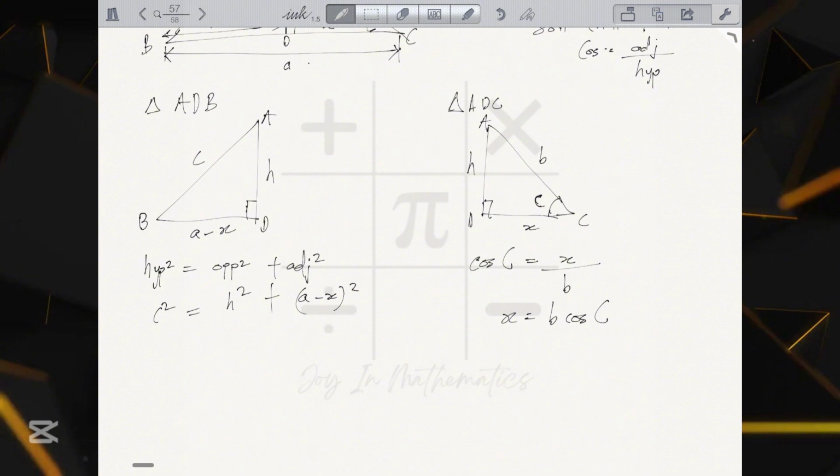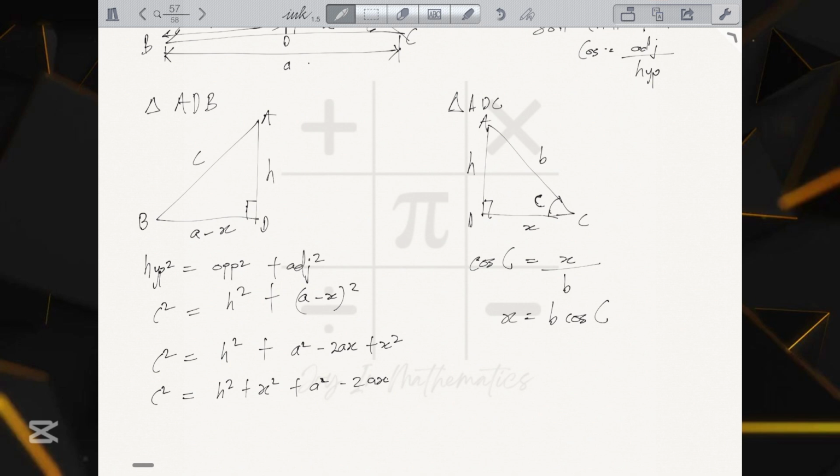So moving on, we have c squared is equal to h squared plus, if we open this bracket, a squared minus 2ax plus x squared. Definitely we have c squared equal to h squared plus x squared, let's write all the squares together, plus a squared minus 2ax.